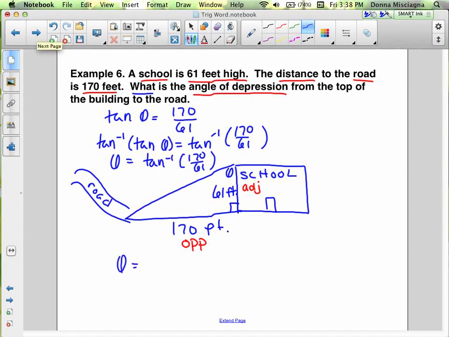We could use the table and round to the nearest degree, but the calculator would be a little easier on this problem. So I'm just going to hit second tangent and then 170 divided by 61. It'd be nice if I had a calculator that you could see up here, but it would mess up my recording probably. Anyway, that is 70.2608. I'm going to call it 70.261. It doesn't really ask me to round to anything particular.